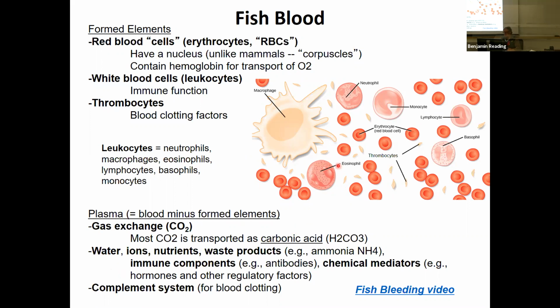Immune components, again, antibodies, clotting factors, things like that, are very similar between fish and mammals. And chemical mediators, hormones and other things are very similar as well. These fish have hormones just like you and I. And they also have a complement system, which then goes with the thrombocytes to help the blood to clot. So other than that, really ammonia and the cell here and the thrombocytes are the key differences between fish and mammals, for instance. So here's a video of bleeding fish.